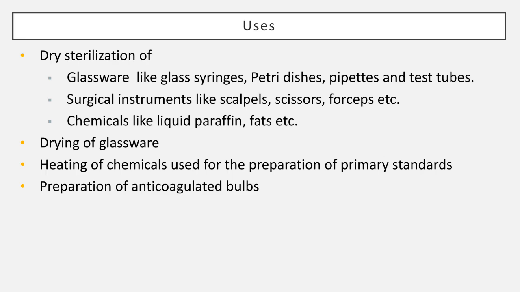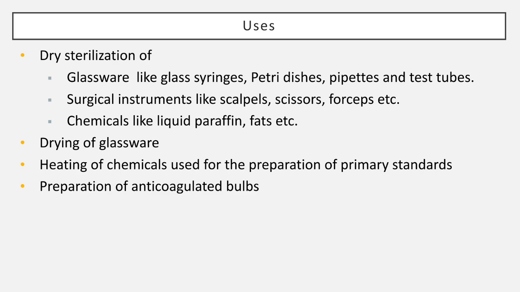So, uses of hot air oven. It is used for dry sterilization of glassware like glass syringes, petri dishes, pipettes, test tubes, and surgical instruments like scalpels, scissors, forceps, etc. It is also used for chemicals like liquid paraffin, fats, and for heating of chemicals used in the preparation of primary standards and preparation of anticoagulated bulbs.